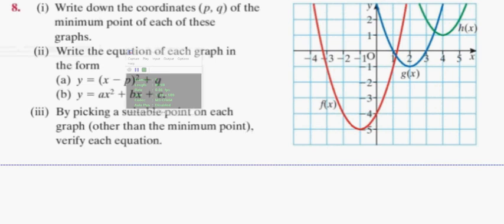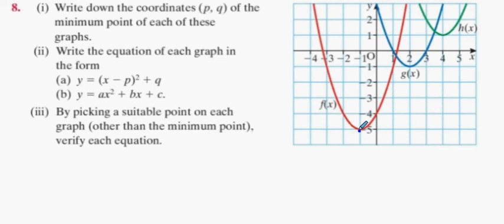So write down the coordinates P, Q of the minimum points on each of these graphs and then do the question. Alright, so what's the minimum point of the first one? Anybody? -1, minus the next one. And finally the third one. Or 1.